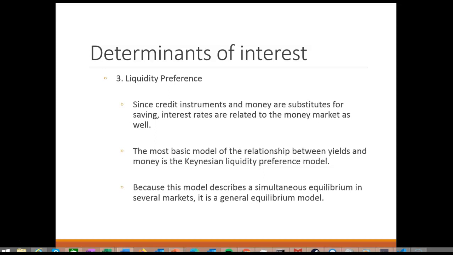Now, the liquidity preference model explains the relationship between money and interest-bearing assets like bonds based on this trade-off, and it has its origins in the original Keynesian model and its interpretations. Since the model describes a simultaneous equilibrium in several markets, it is considered a general equilibrium model, in contrast to the single market loanable funds model, which is often referred to as a partial equilibrium model.